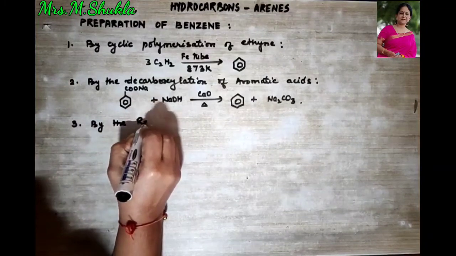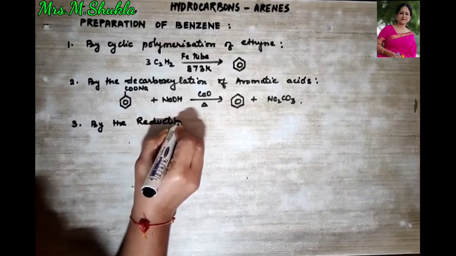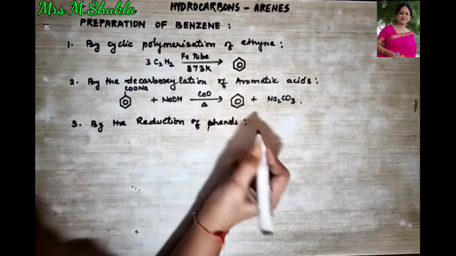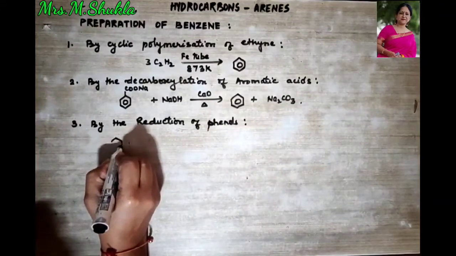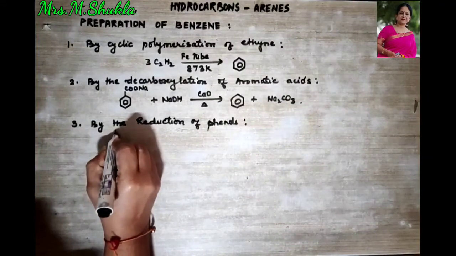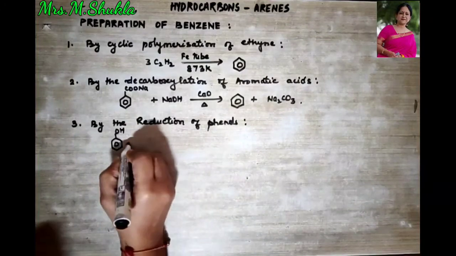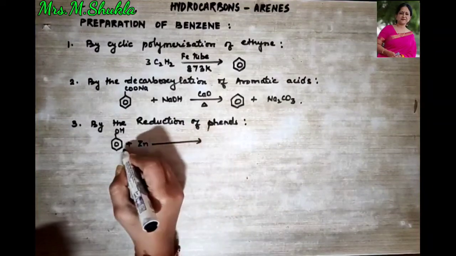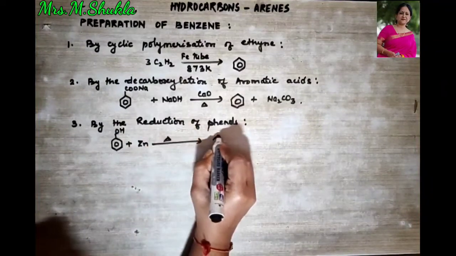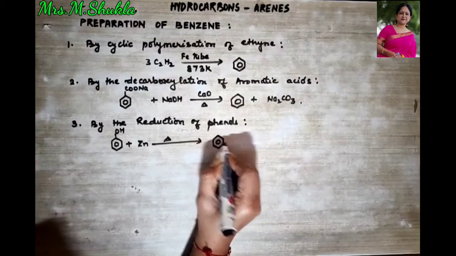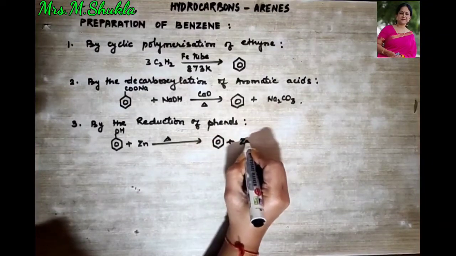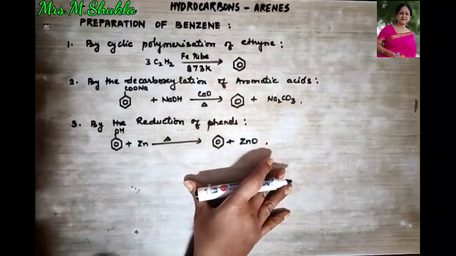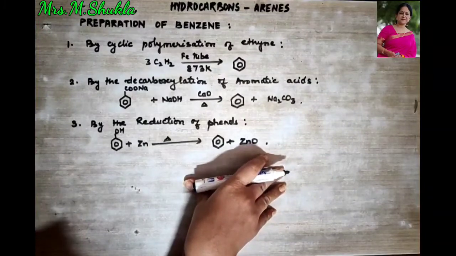Then the third method is by the reduction of phenols. Okay, so what is the formula of phenol? If you remember, this is called phenol and it is reduced with zinc. So when we add zinc to it and it is heated, what do we obtain? We obtain benzene plus zinc oxide will be formed. Clear? So these are the 3 different ways of preparing benzene.